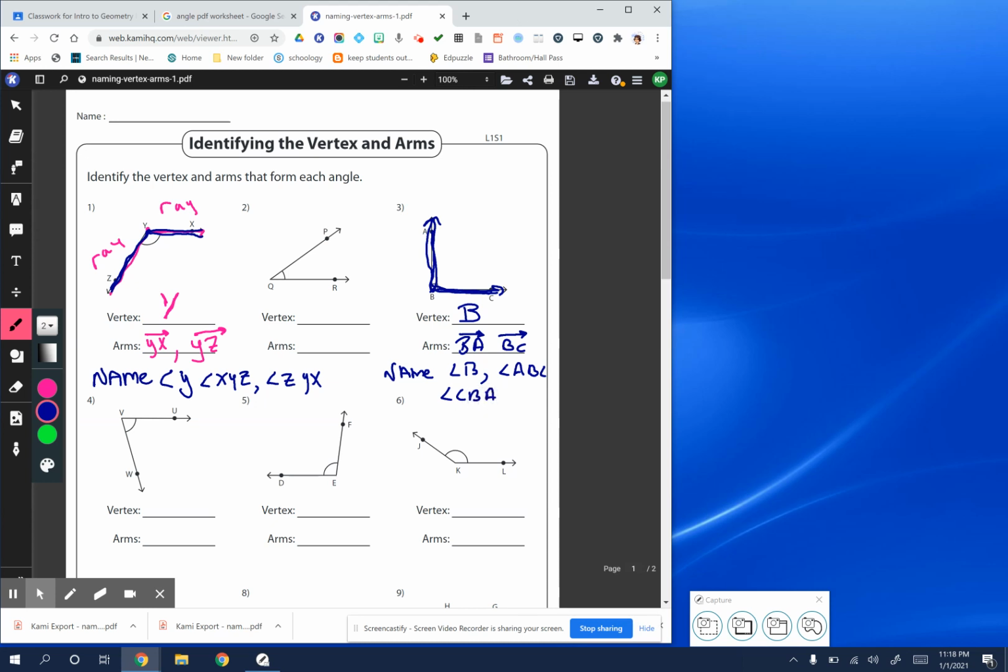All right, let's do one more. We'll do this one down here in the middle. So the vertex is E. The sides would be ray EF, ray symbol EF. And the other side, ray ED. So ray ED. How am I going to name that angle? The easiest way is by the vertex, so angle E. Or I could call it angle DEF. Or I could call it angle FED.